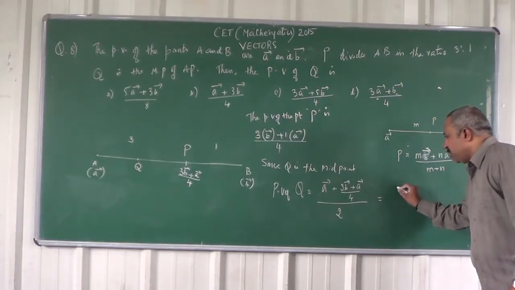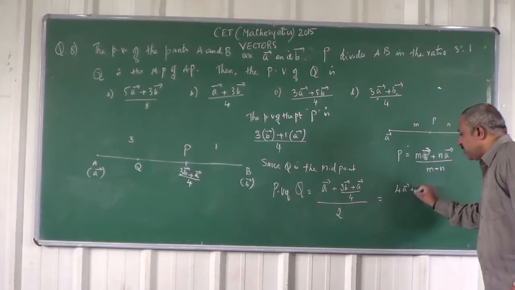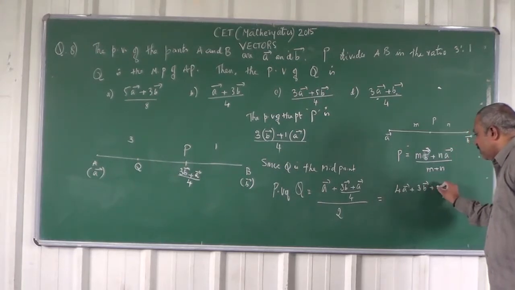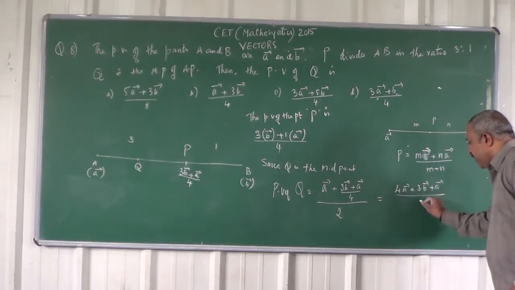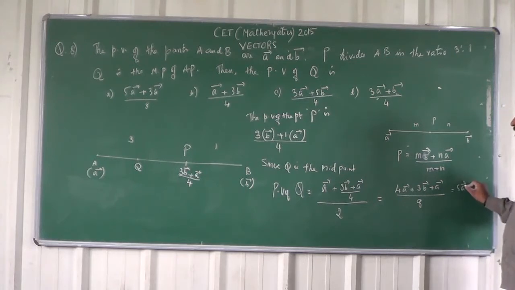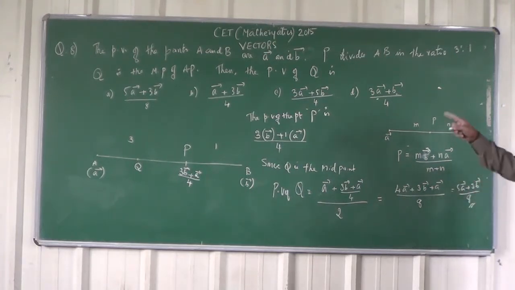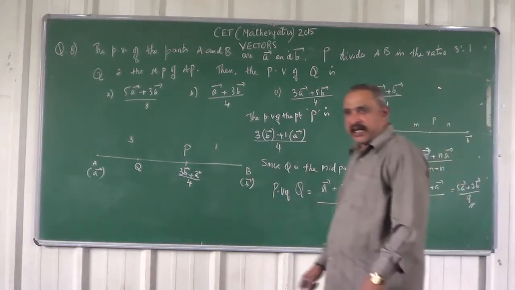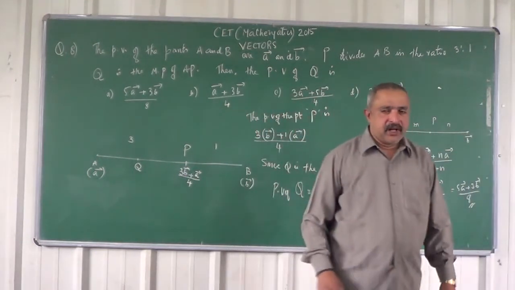So the numerator becomes 4A vector plus 3B vector plus A vector, divided by 8. So 5A vector plus 3B vector divided by 8. Option A is the correct answer.